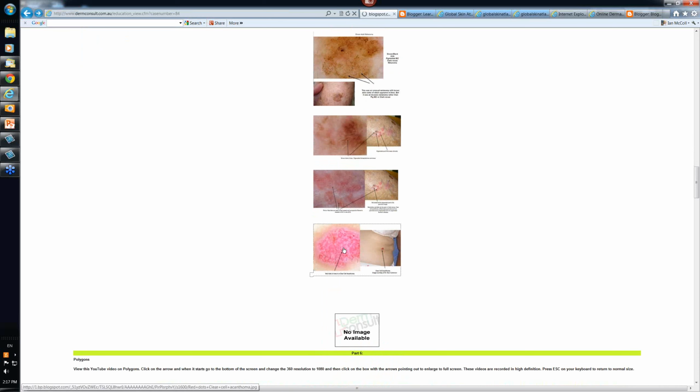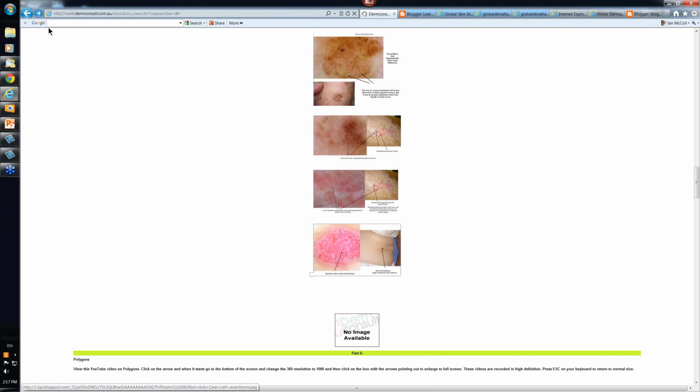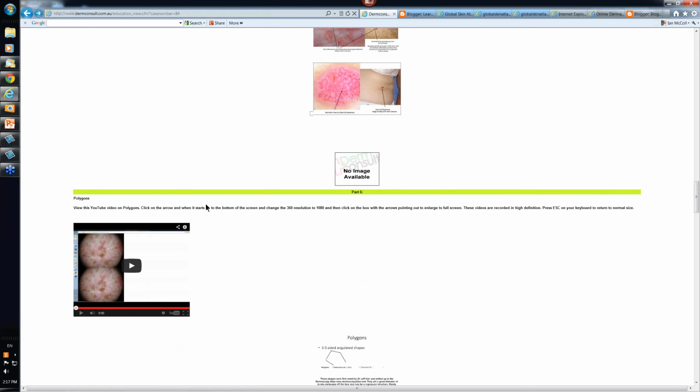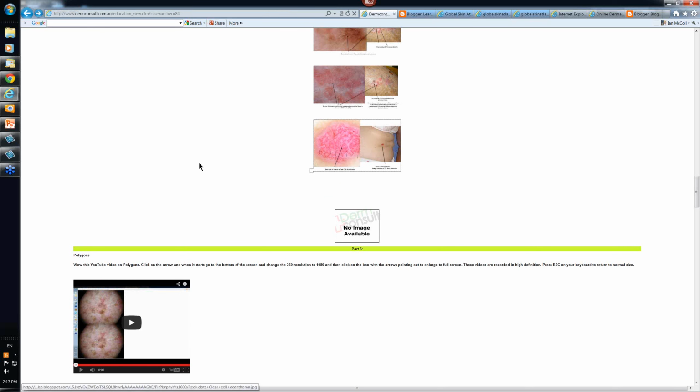This, by the way, was the picture of the clear cell acanthoma. And it's like a little necklace. Sometimes they call it the string of pearls sign, for the dots in lines like that. A clear cell acanthoma often presents as a pink lesion like this, sometimes on the trunk, sometimes on the lower leg. Histologically, by the way, it's a variant of seborrheic keratosis with clear cells in the epidermis. From memory, I think the clear cells have glycogen in them.